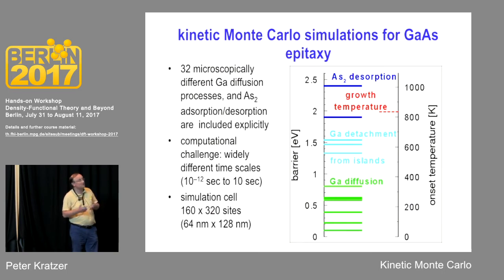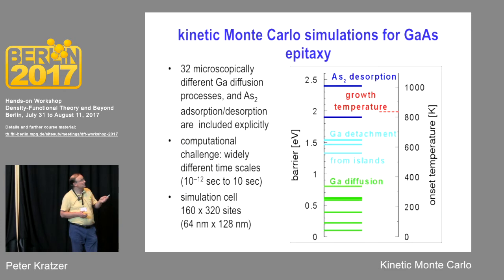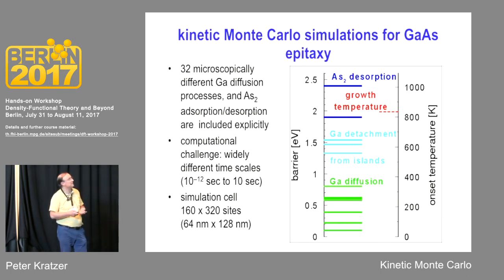So in this simulation I had 32 process types, 32 different processes, and they have quite different barriers. For example, arsenic desorption has a quite high barrier. Gallium diffusion has different barriers depending on the environment. It can be low or high. And all these processes happen at the growth temperature of about 850 Kelvin. So all these processes should be allowed and should be taken into account. And this defines the challenge here. We can take a simulation cell that is quite large, could even be taken larger, and we need to consider large time scales up to 10 seconds. But with the KMC we can do that because of this variable time step in the KMC algorithm.